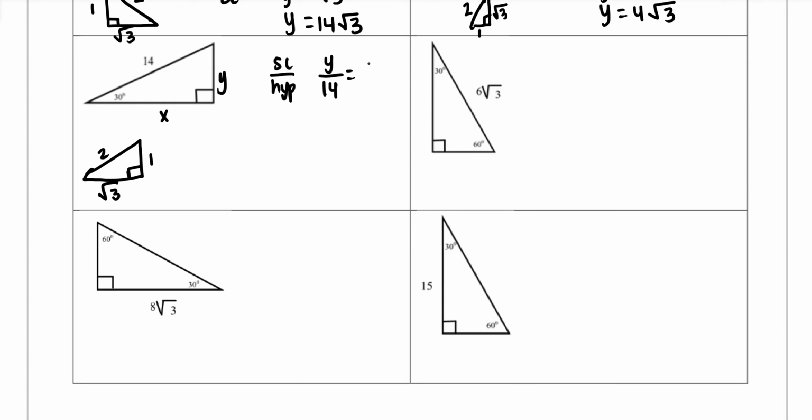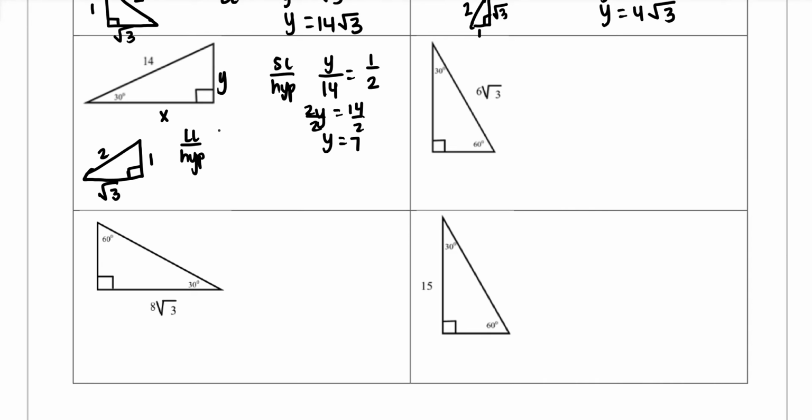And we'll compare that to 1 over 2. Cross multiply, so 2y equals 14. We would have to divide both sides by 2 to get y equals 7. And then to solve for our x value, we're going to have to compare the long leg to the hypotenuse. Or you can compare long leg to short leg since you've just found that as well.